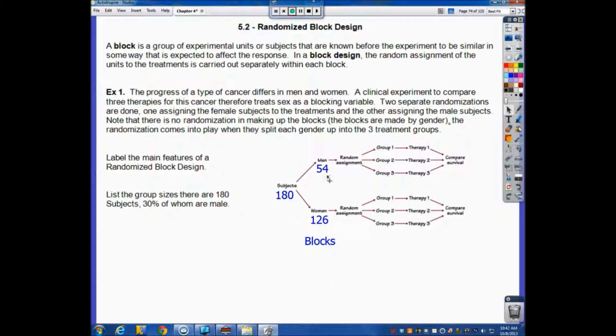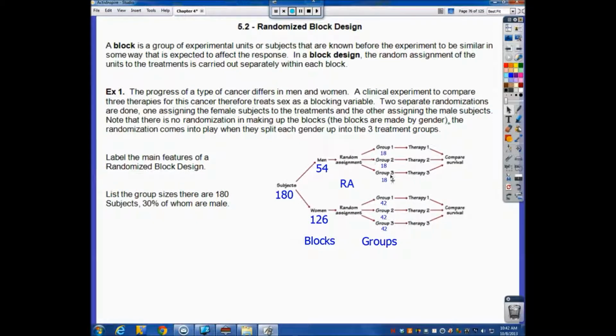So here are my blocks that I've split up because it says a type of cancer differs in men and women. Therefore, I'm splitting up my blocks by gender. So there's my 54 and 126. Now from there, I randomly split up my 54 men among 3 treatments. So 54 divided by 3 is 18 per group for the men. 126 divided by 3 gives me 42 in each group for the women.